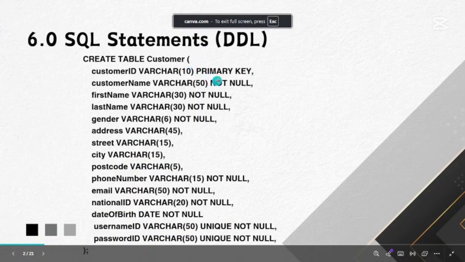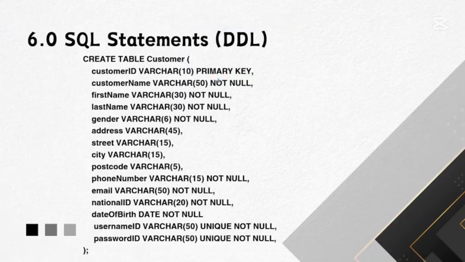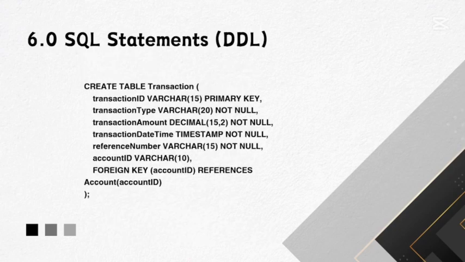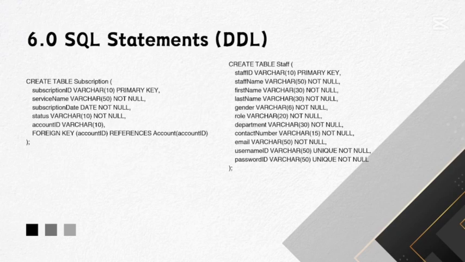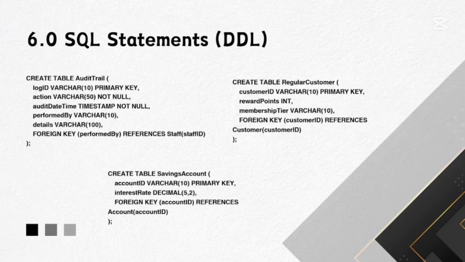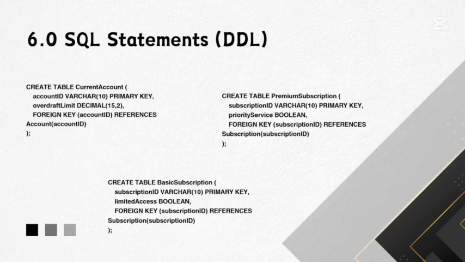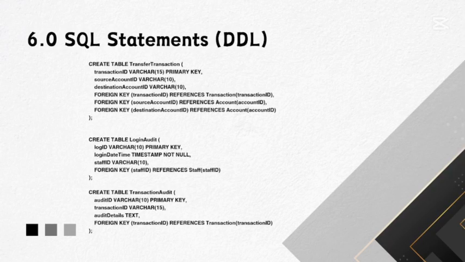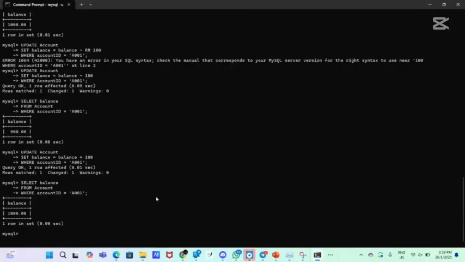This is the aspect of HTML for the DDL. First we have table customer, second we have table income, transaction, then table subscription, table staff, table audit trail, account, regular customer, current account, this is subscription, premium subscription, table manager, table transaction, login audit, transaction.